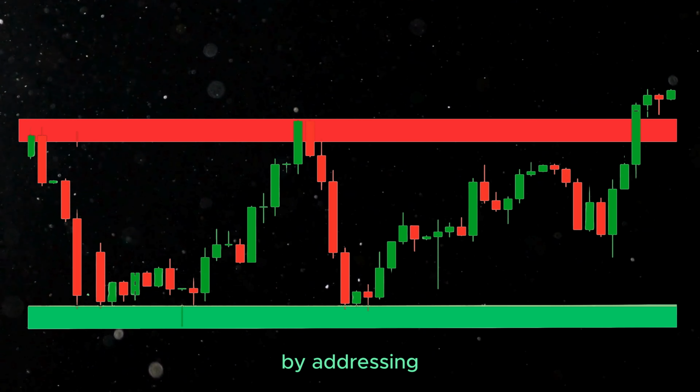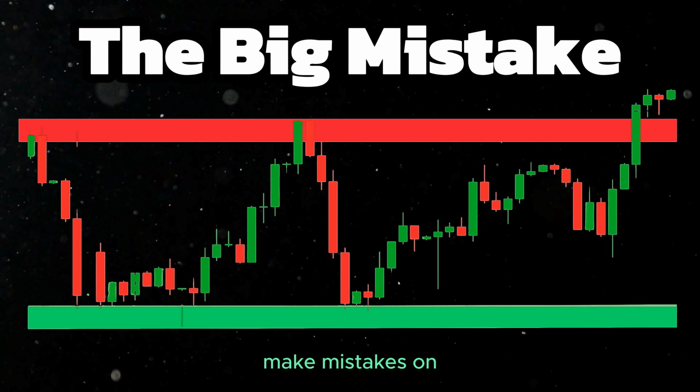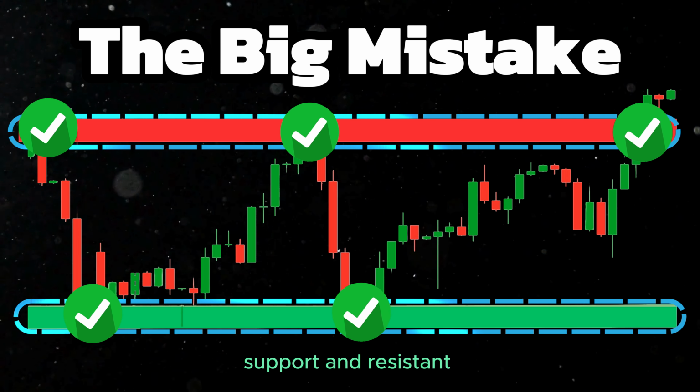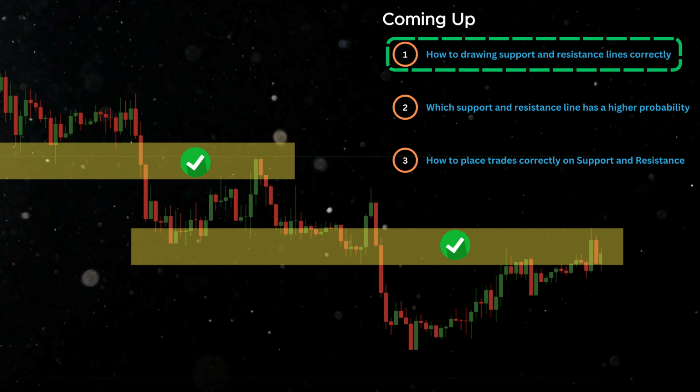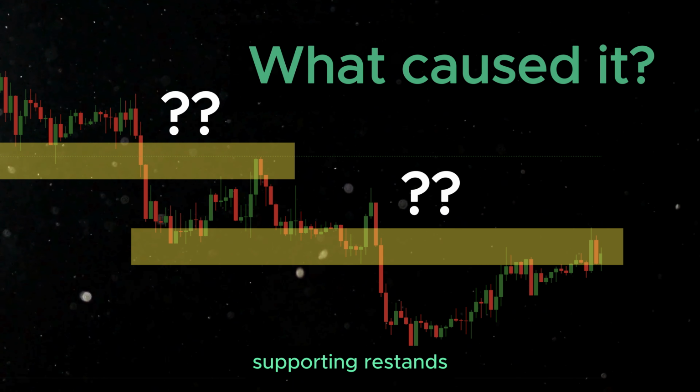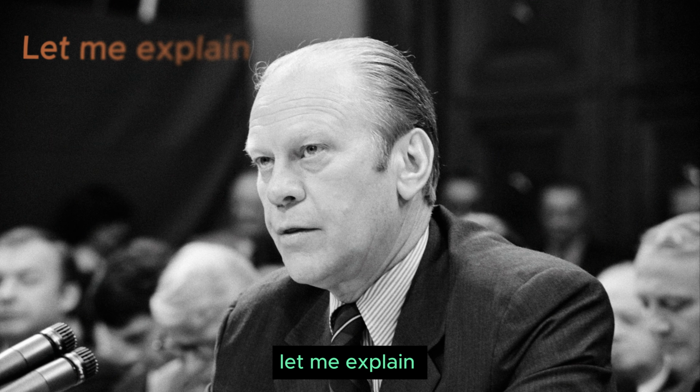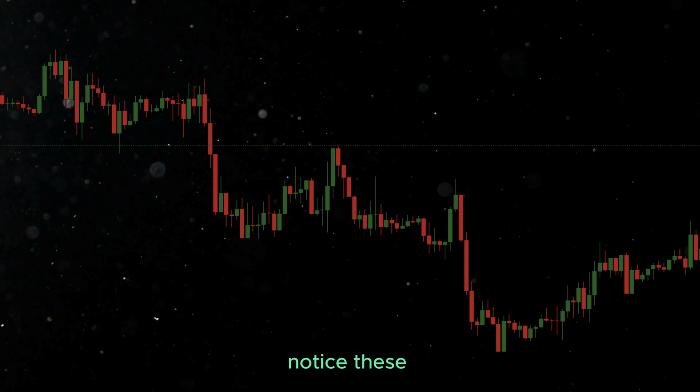Let me start off by addressing the part that a lot of traders make mistakes on, which is drawing support and resistance lines correctly. In order to draw support and resistance lines correctly, you need to know exactly what caused support and resistance in the first place. Let me explain. On any chart, notice these turning points.